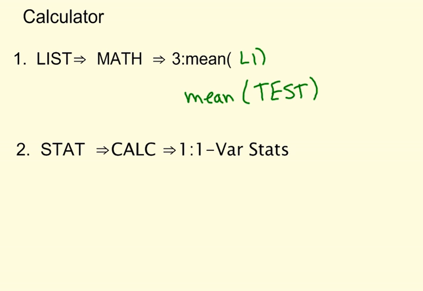maybe you could find the mean of test. The second place that you can get the mean is under the stat menu, tab over to calculate, take number 1, one variable stats, and again you'd have to say what list you would want your calculator to do your one variable stats.